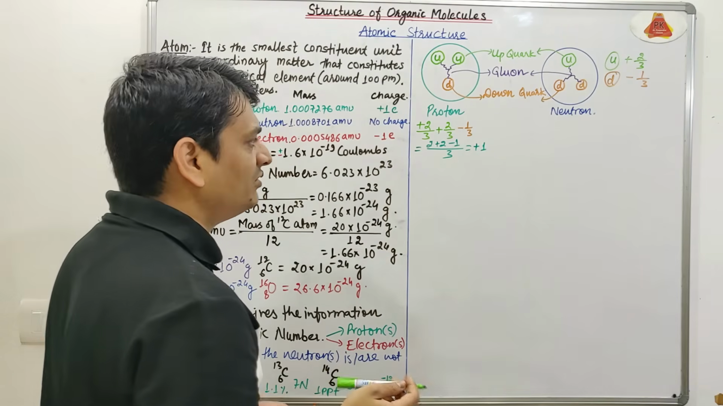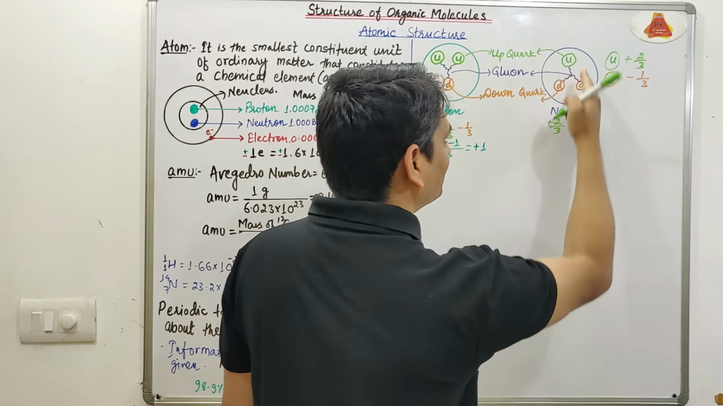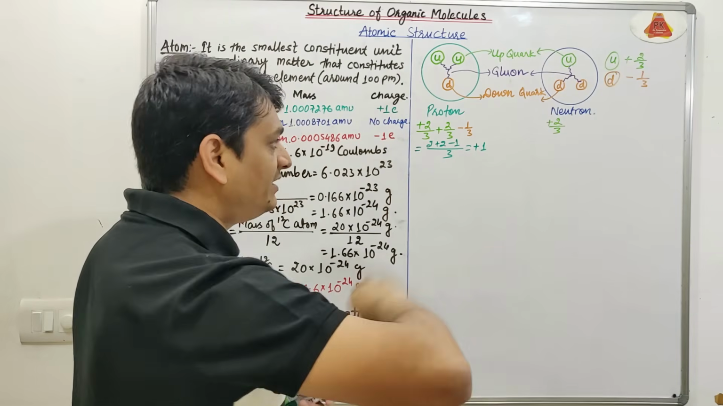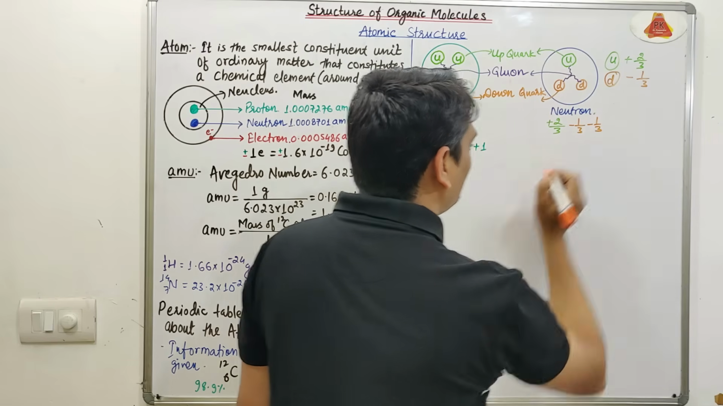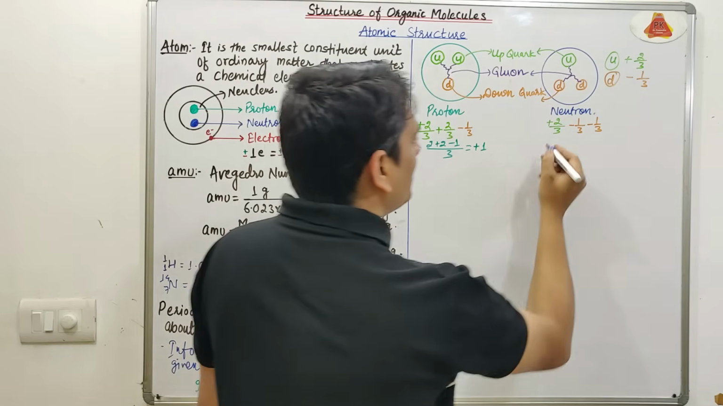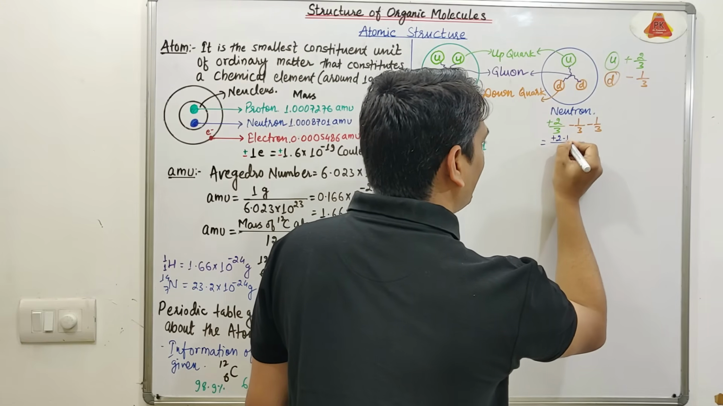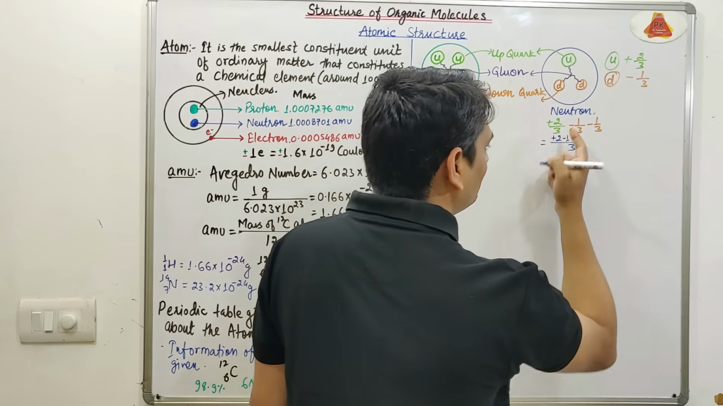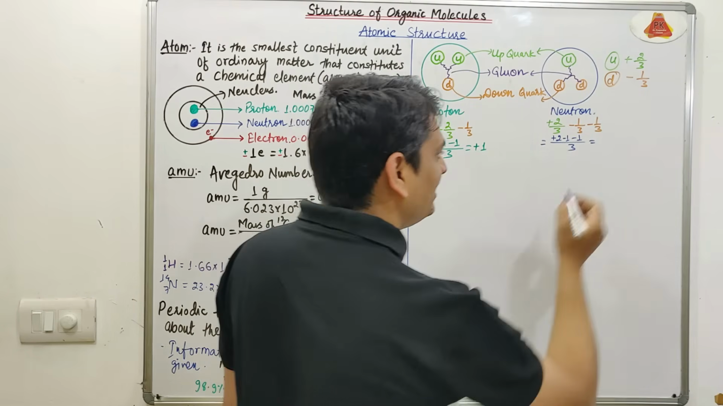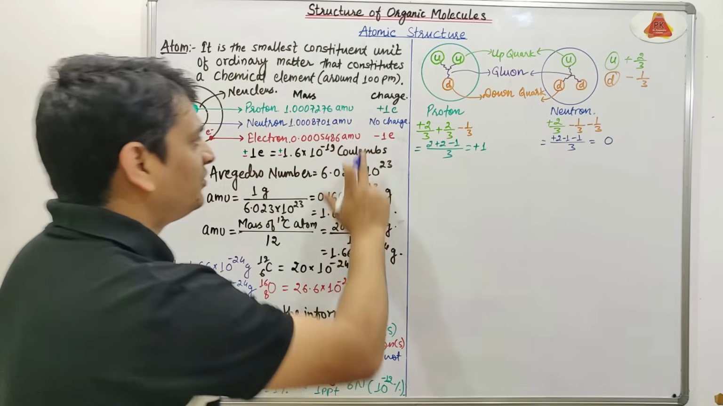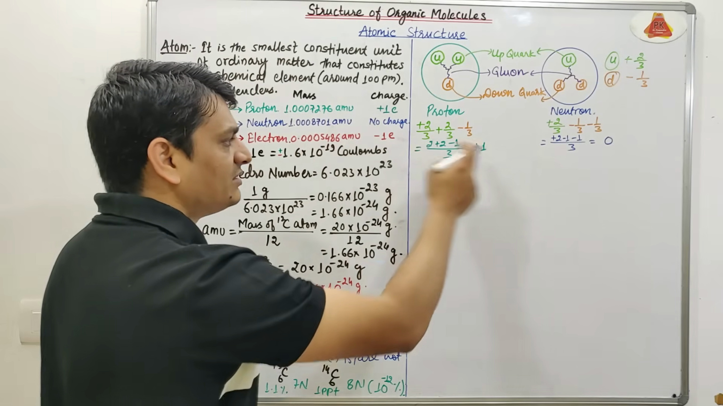Similarly, if we are talking about neutron, then it contains plus 2/3, because one up quark is present, and it contains two down quarks, so it will be minus 1/3 minus 1/3. Similarly, here 3 will be common, and it will be plus 2 minus 1 minus 1. So ultimately it will be plus 2 minus 2, which is equal to 0, and 0/3 is equal to 0. That's why our proton has a charge of plus 1, and the neutron has no charge, or 0.